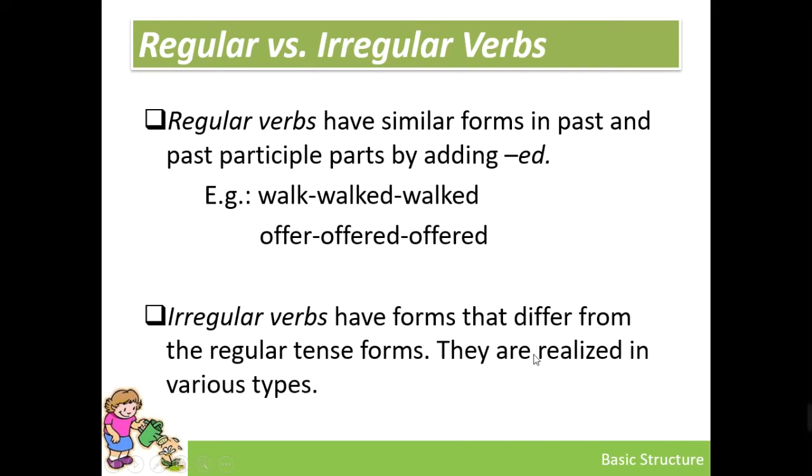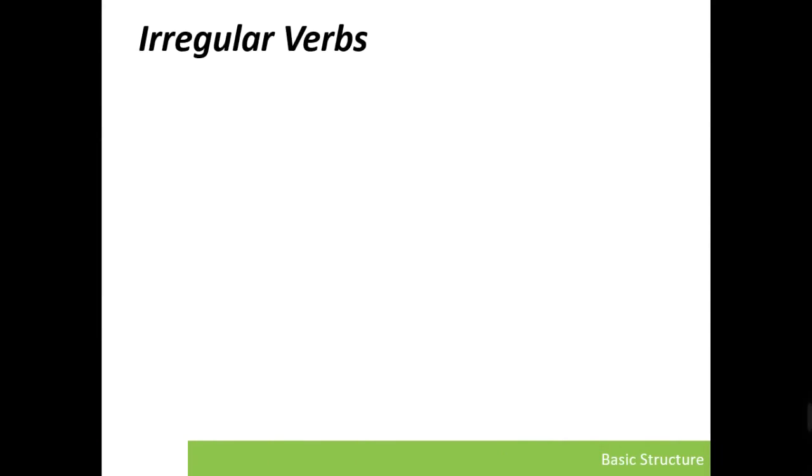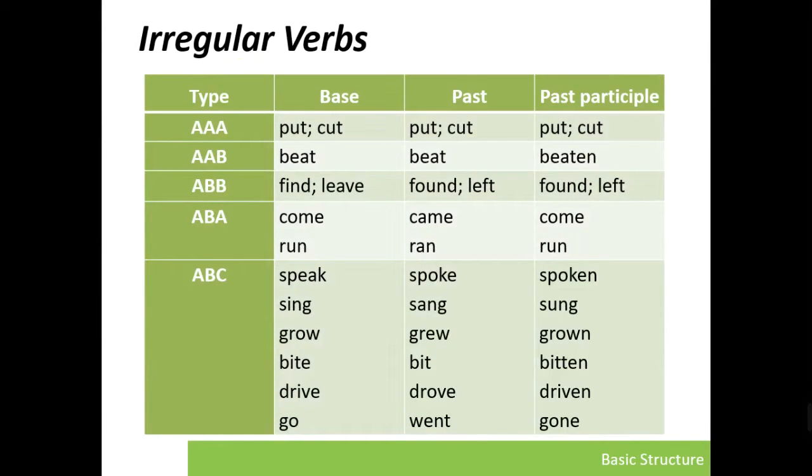And then irregular verbs have forms that differ from the regular tense forms. They are realized in various types. So there will be some pattern of irregular verbs. Because it is said as irregular, we need to know those various types, as we can see here in this table. So there will be this type: AAA, AAB, ABB, ABA, and ABC.